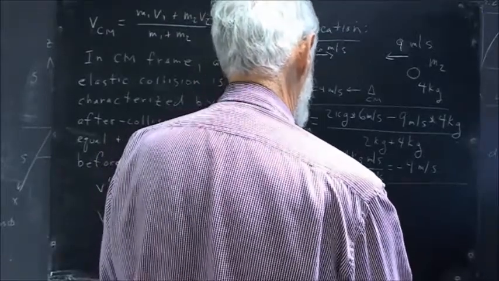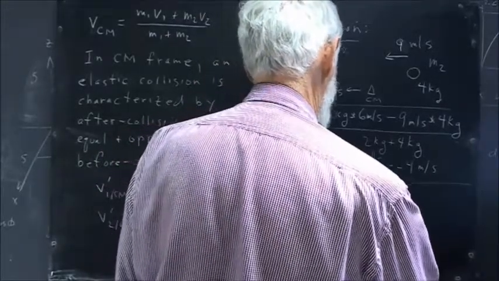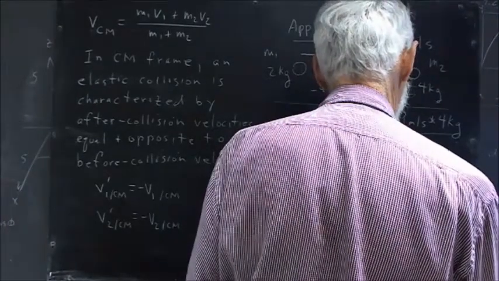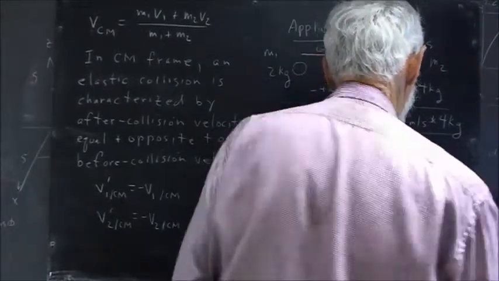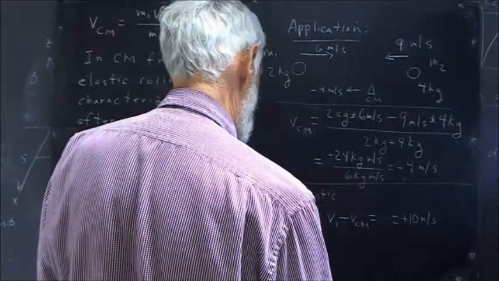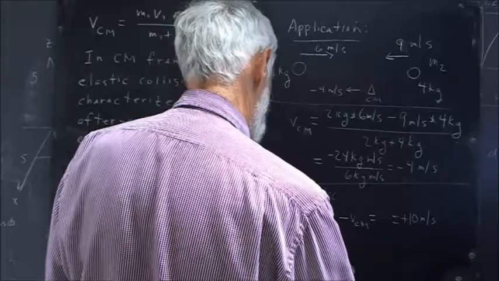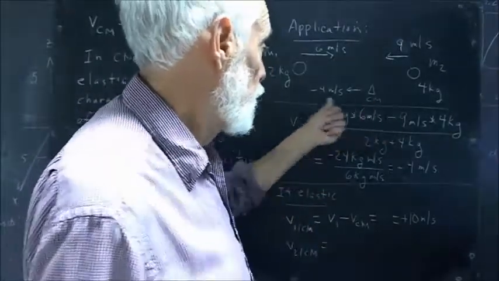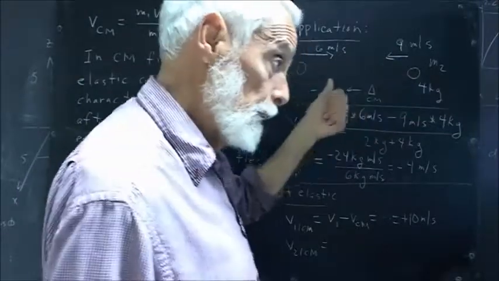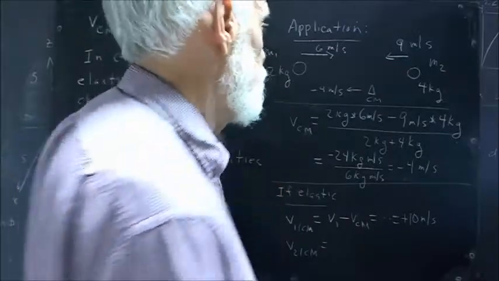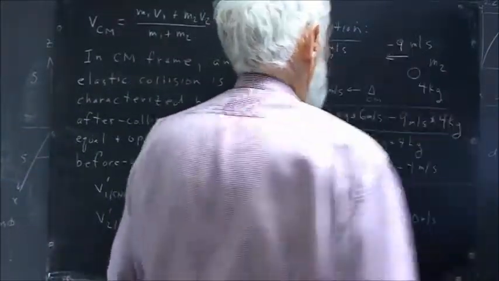So that's V1 minus V center of mass. And I'm not going to write down all the numbers. That comes out to be plus 10 meters per second. And velocity 2 with respect to the center of mass is what? Now we can reason this by common sense. The center of mass is moving at 4 meters per second. This is moving in the same direction at 9 meters per second. So, and I guess I should have called that negative 9 meters per second.